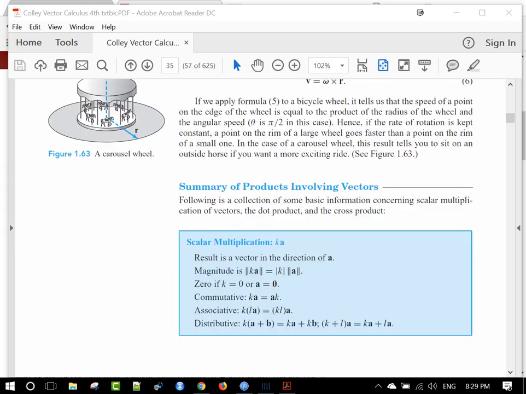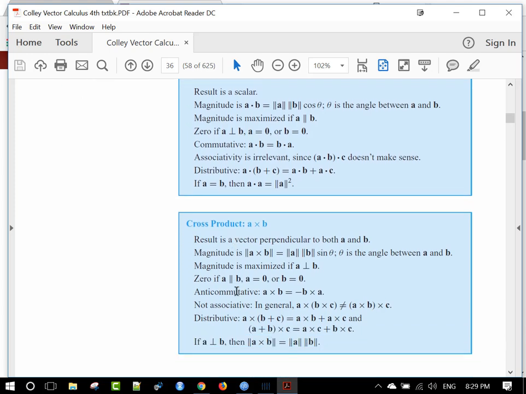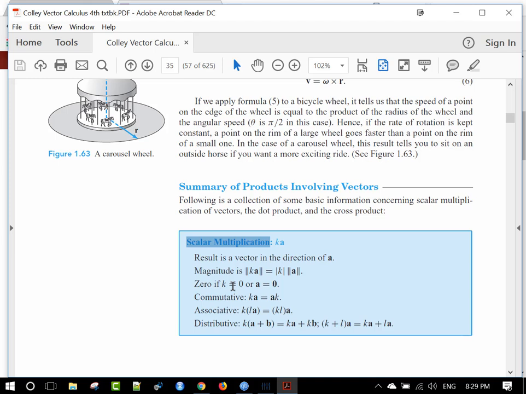Okay, let's review what we've learned so far. We'll talk about scalar multiplication, that's k times a vector. We'll talk about the dot product and the cross product. For scalar multiplication, when you multiply a vector times a scalar, you get a vector in the same direction as A. The magnitude is just the magnitude of A times the absolute value of k.